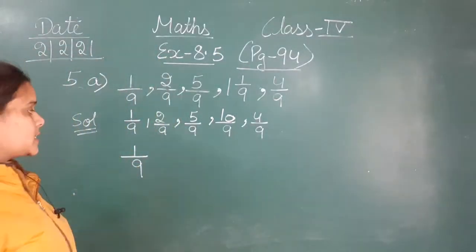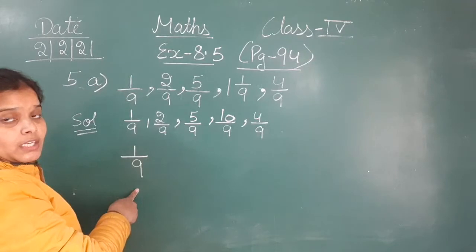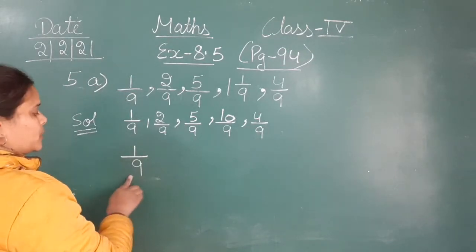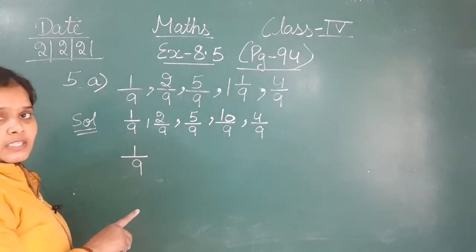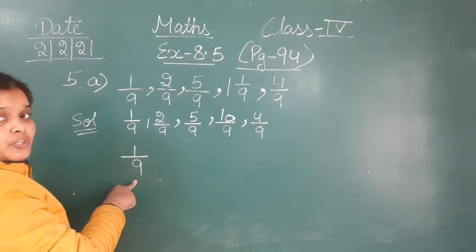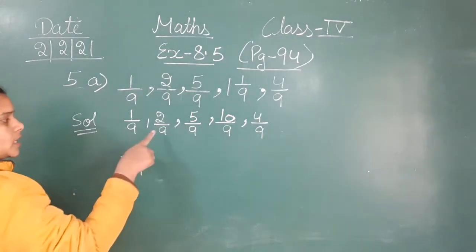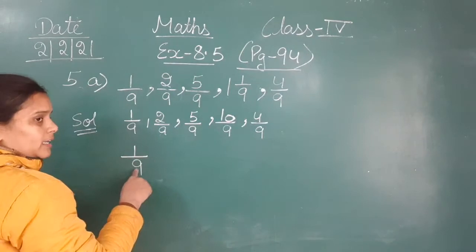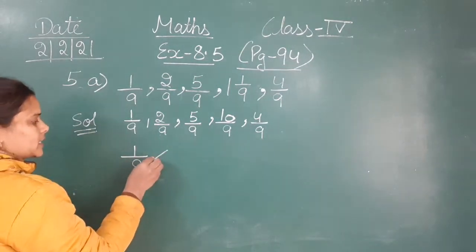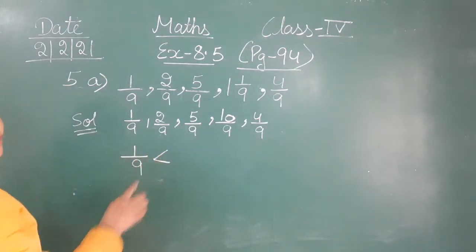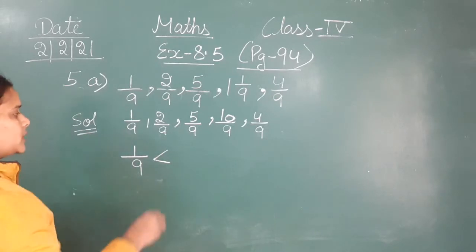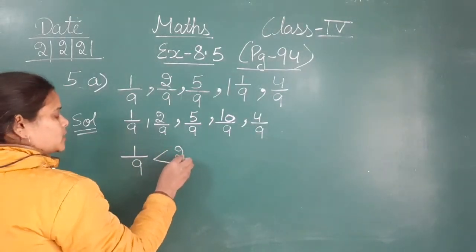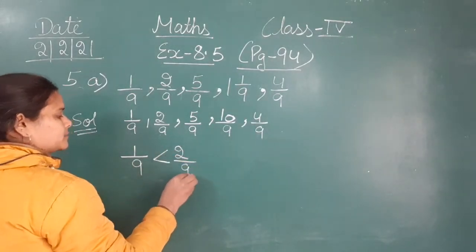Okay, so the first is 1 upon 9. 1 upon 9 is the smallest fraction. The next fraction bigger than 1 upon 9 is 2 upon 9. इससे बड़ी next fraction कौन सी है? That is 2 upon 9. Don't forget to put this sign here. Okay, that we will put 2 upon 9.